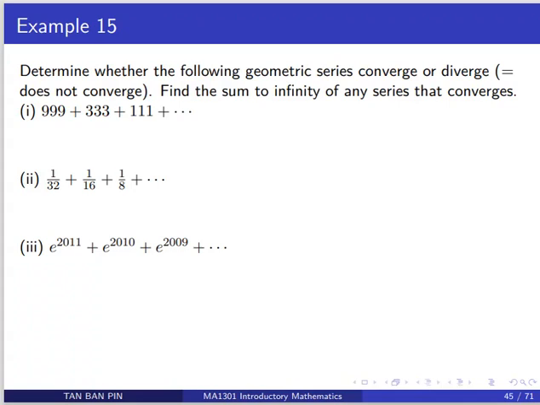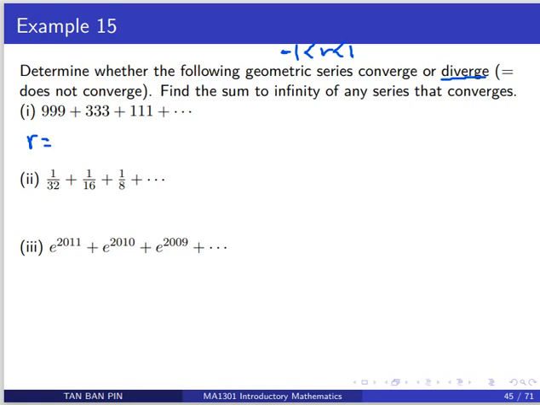In this example, we are asked to determine whether the geometric series given in part 1, part 2, part 3 are convergent or divergent. Divergent means the same as does not converge. In order to be a convergent series, you need the common ratio r between minus 1 and 1. So that means the first thing to do is to check r.